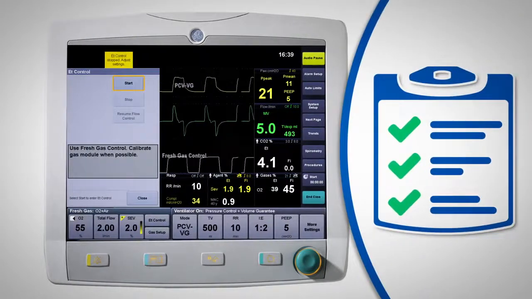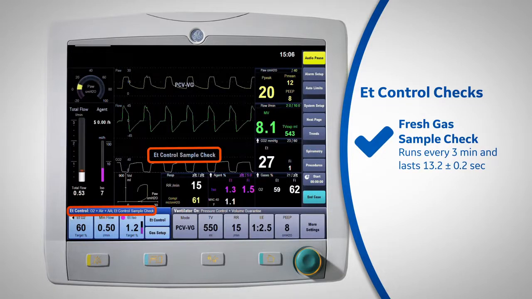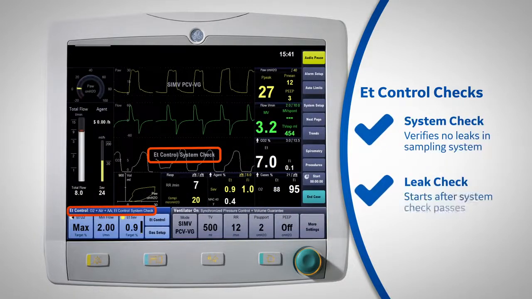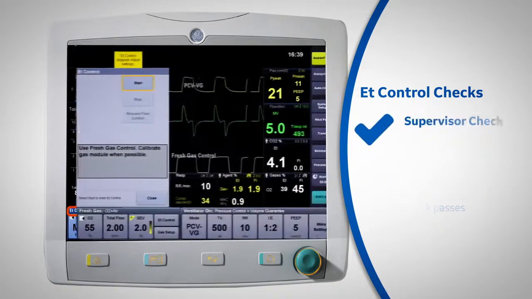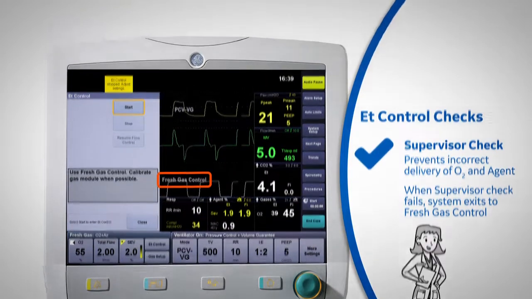Additionally, there are checks that occur before end-tidal control begins and will continue to run while in ET control. The End-tidal Control Fresh Gas Sample Check guards against incorrect delivery due to faulty airway module readings. The End-tidal Control System Check and the End-tidal Control Leak Check guard against incorrect delivery due to sample line issues such as leaks. Lastly, the End-tidal Control Supervisor is an additional safeguard to ensure the system is able to control gas and agent delivery to meet the targets.